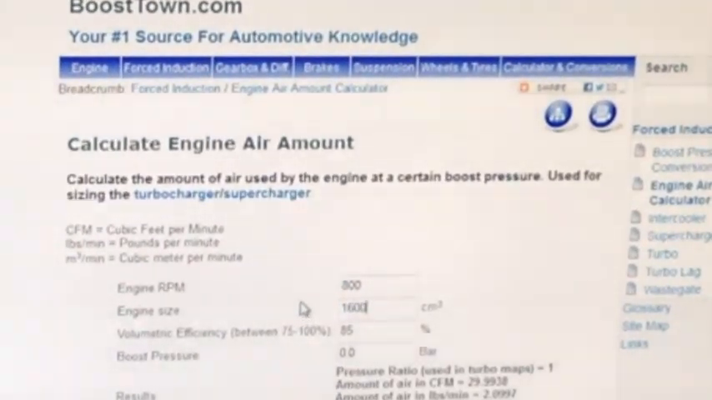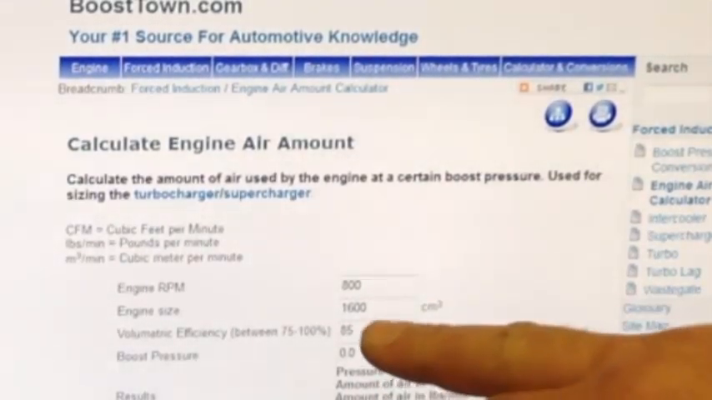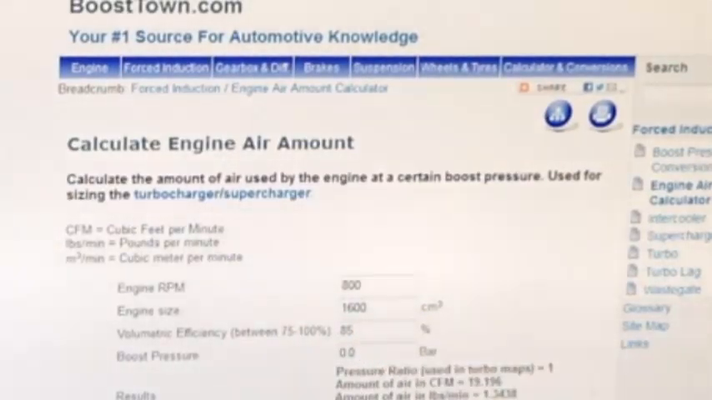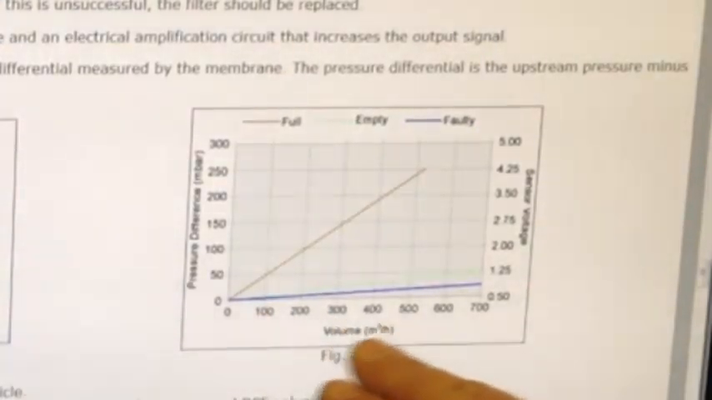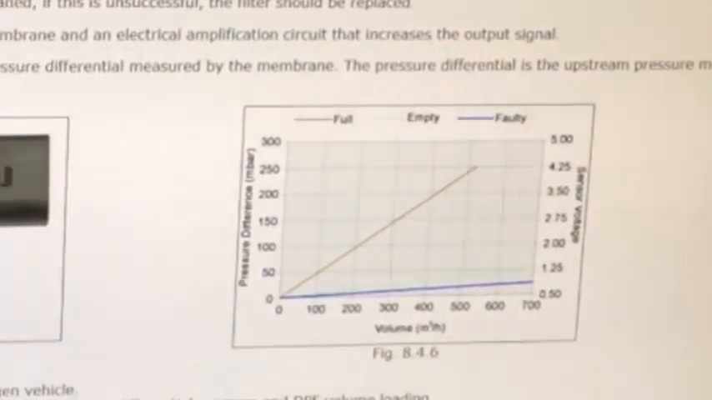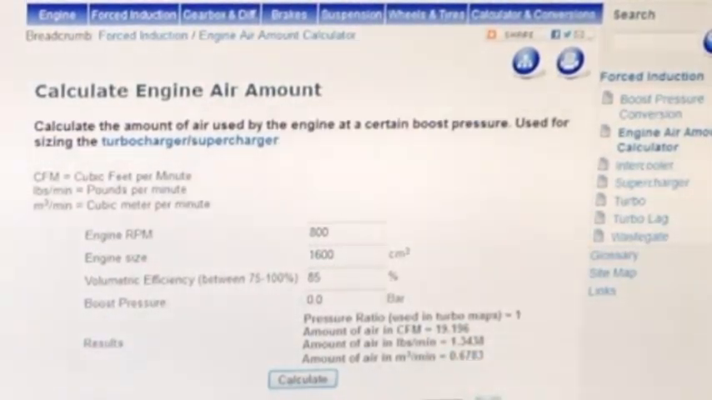The Boosttown one gives us a calculator that we can use to put in some vehicle details. So we can put in engine size, we can put in volumetric efficiency, we can click calculate, and for the engine speed, engine size, a rough estimation of the volumetric efficiency and the boost pressure, it will tell us the amount of air in cubic meters per minute. We've got a slight difference here, because our table's giving us cubic meters an hour, so it's quite straightforward. We'll use the calculator and then take this number here and multiply it by 60, and that will make our data correspond to that which is in our chart.